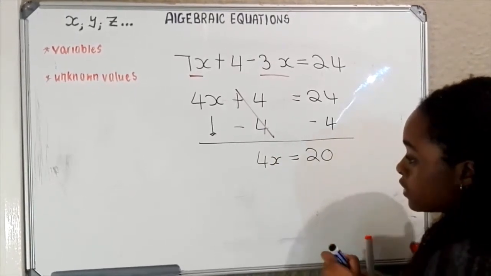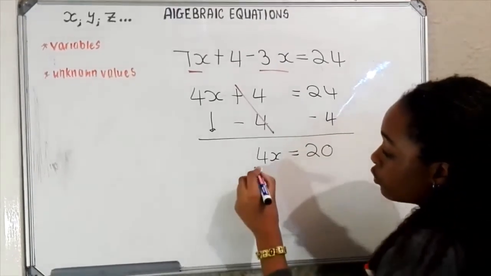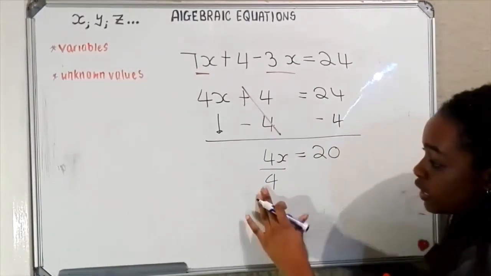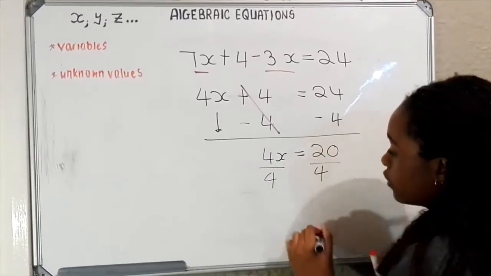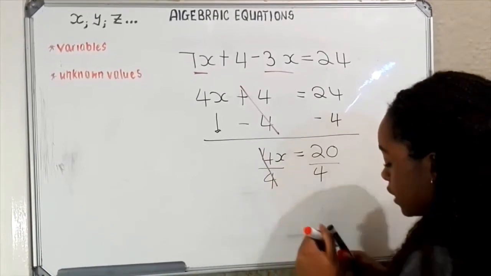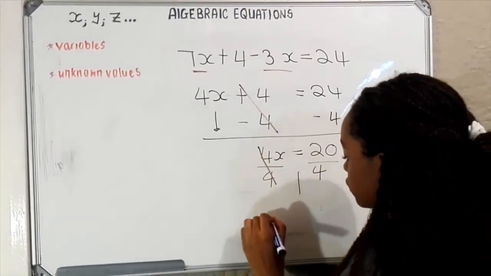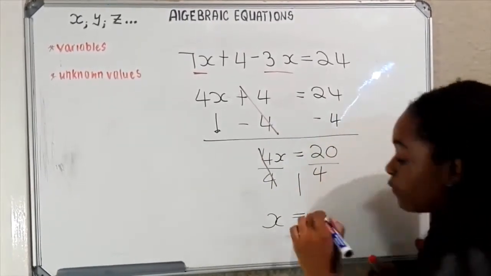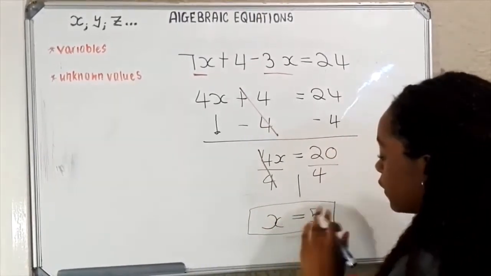Okay, since 4 is multiplied by x, the opposite of multiplication is division. We write that in fraction form. We divide by 4. Whatever you do on this side, you do on this side as well, so we'll divide by 4. This 4 divided by 4, they will cancel, and if you bring this all the way down, we'll be left with x is equal to 20 divided by 4 gives you an answer of 5. Okay, so x is equal to 5. This is our final answer. The value of x is equal to 5.